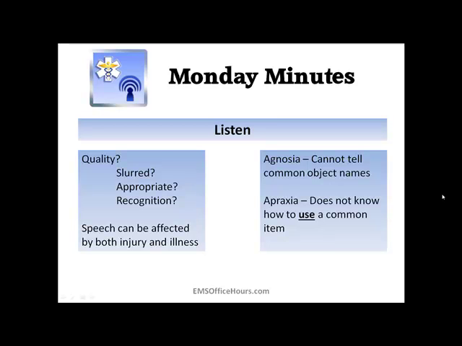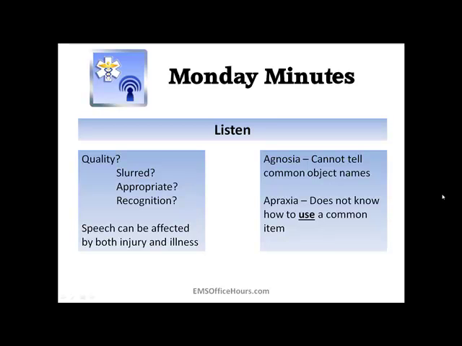Now, the other thing is apraxia, which is where the patient does not know how to use a common item or a common object. It's actually possible for the patient to be able to speak clearly and have no knowledge of how to use something. So they're speaking okay, but you can hand them something, and they're not quite sure how to use it.